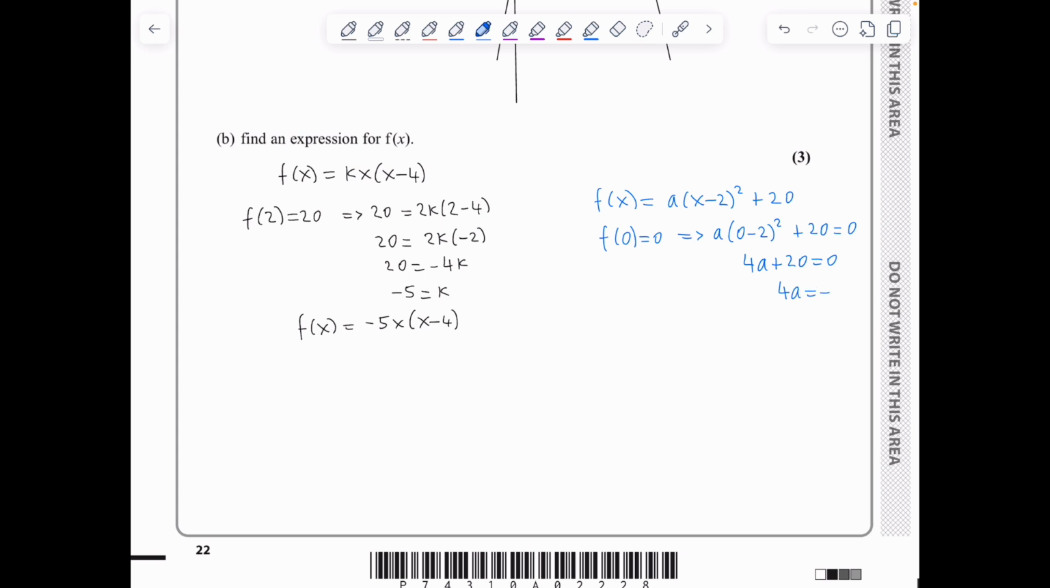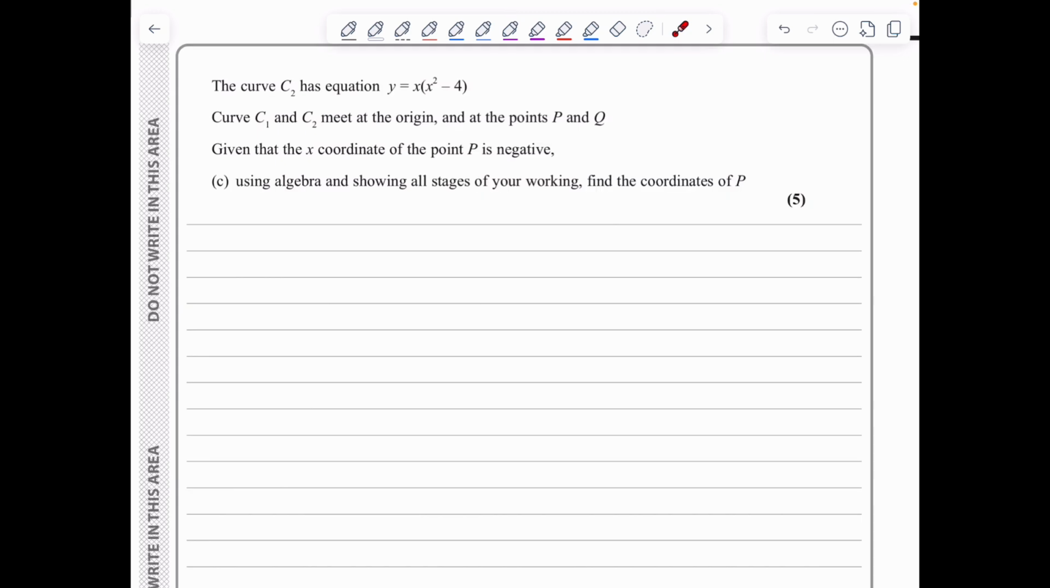4a is minus 20, so a is negative 5, which means that f of x is minus 5 brackets x minus 2 squared plus 20. We then have a second curve C2 with equation y is x squared minus 4. The two curves meet at the origin and at the points P and Q. Given that the x-coordinate of P is negative, we need to use algebra and show all stages of the working to work out the coordinates of P.